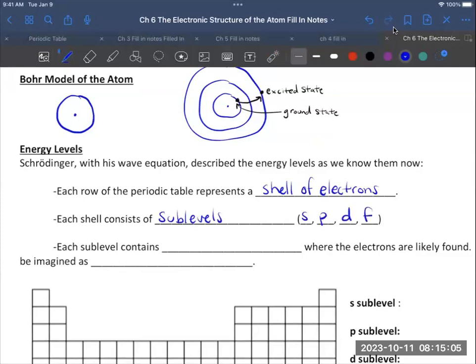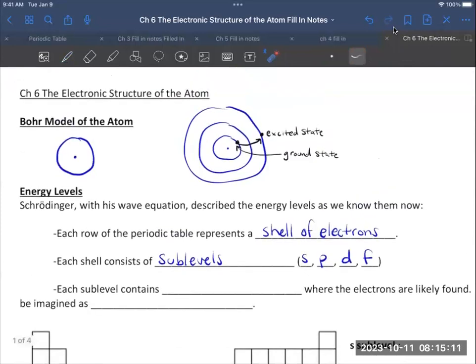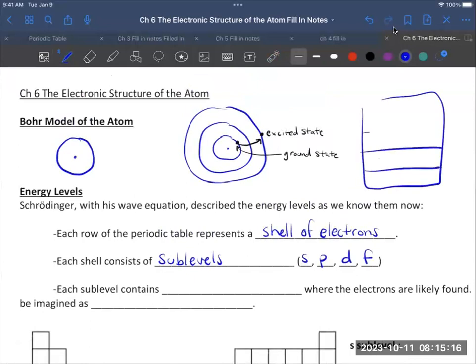You can think of this as like a hotel. Each floor of a hotel is a different shell of electrons. So this would be your first floor, second floor, third floor, and so on. And on each floor, you can have standard rooms, or premium rooms, or deluxe rooms, or like a fantasy suite. Essentially it's the different places that you can occupy on each level. So S, P, D, and F.